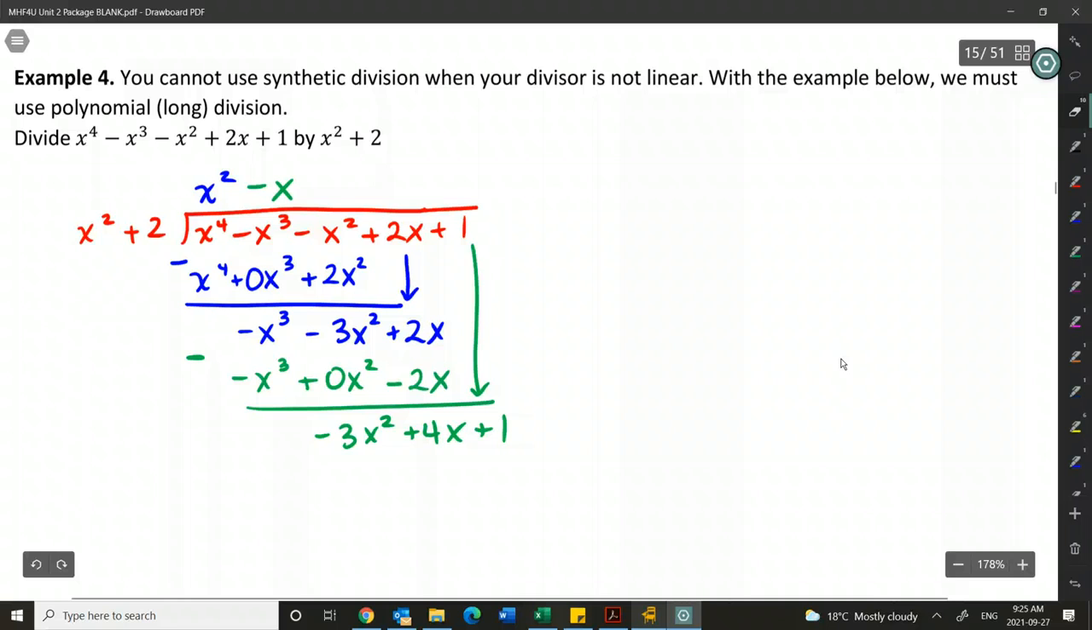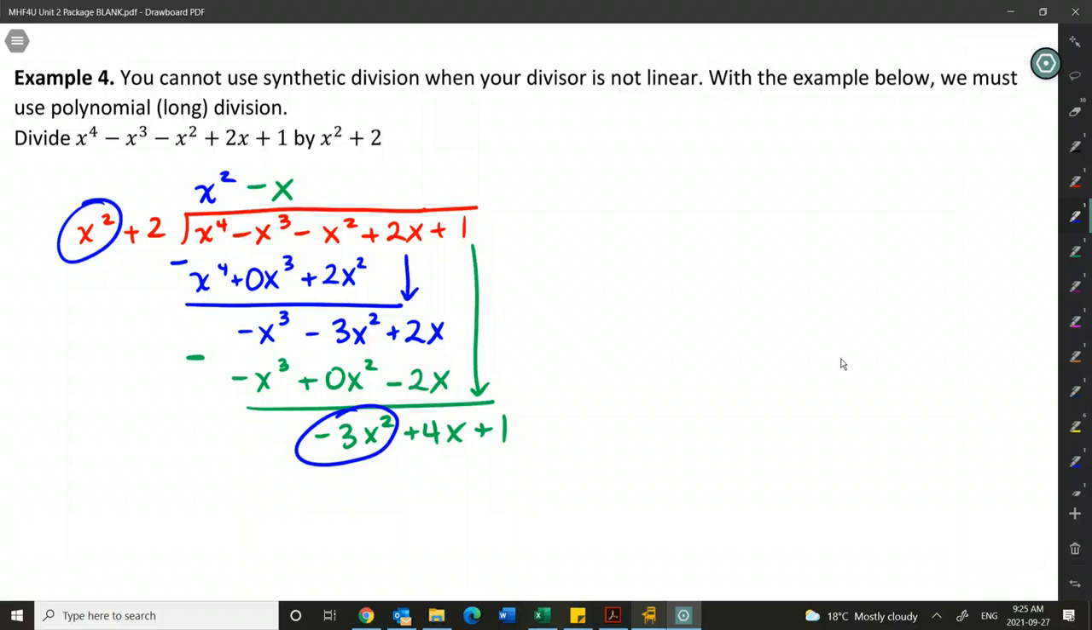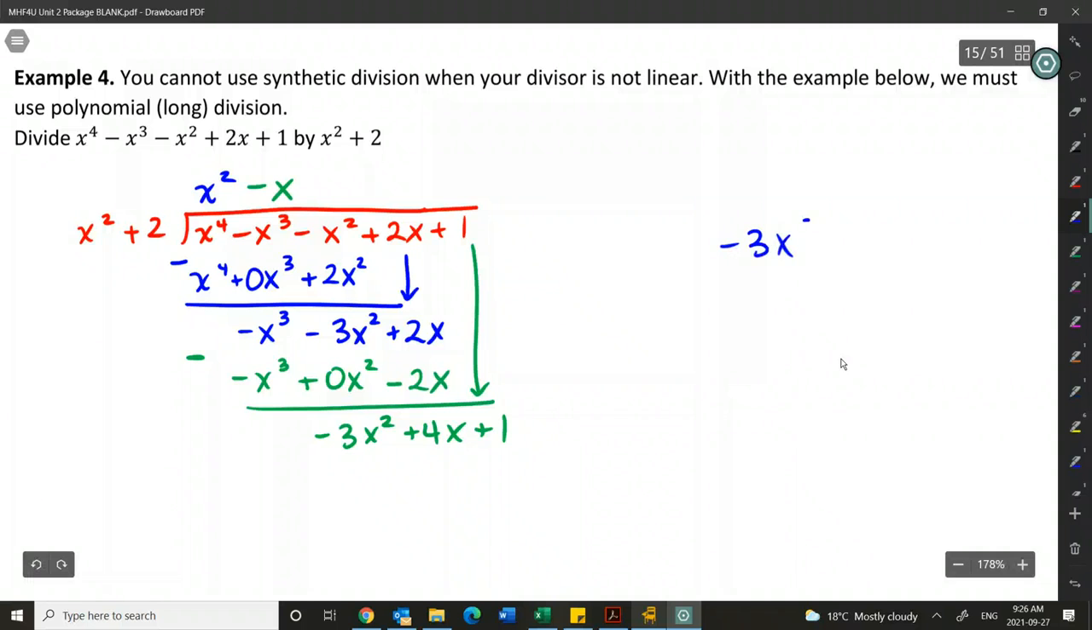Okay, last thing that we're going to check, can x squared go into negative 3x squared? Can I divide those? Is this possible? If so, what is it equal to? Clayton? Negative 3. Yeah, the x squareds just cancel. I'll be left with negative 3. Okay, so that answer goes up here. And we're going to repeat this process one last time.